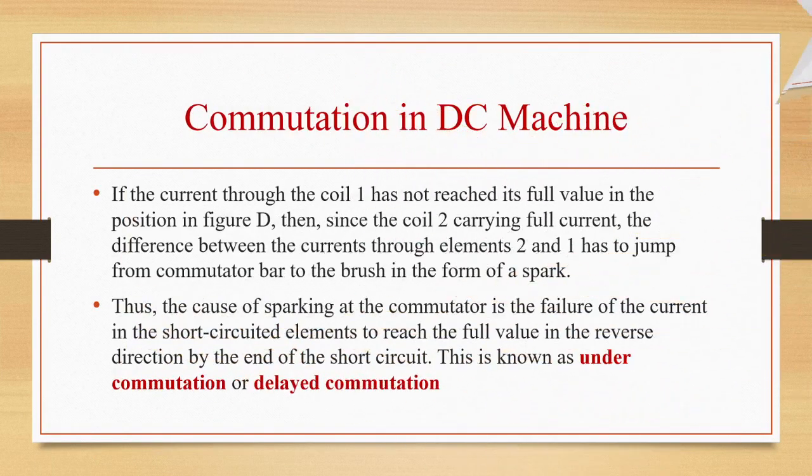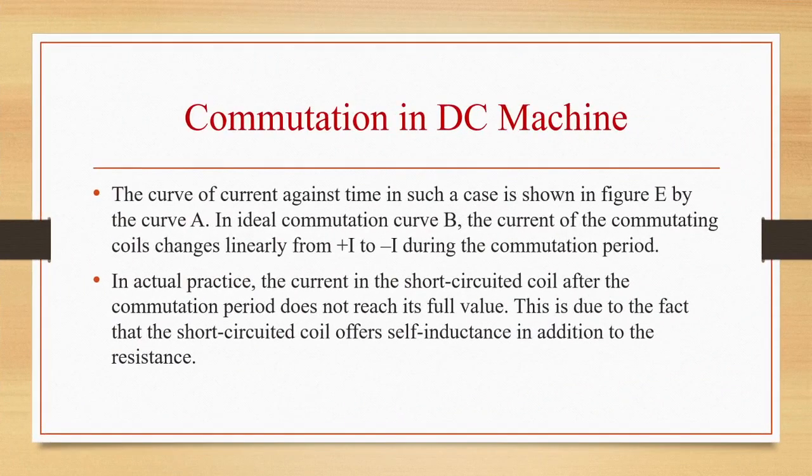If the current through coil 1 has not reached its full value in the position in figure D, then since coil 2 is carrying full current, the difference between the currents through elements 2 and 1 has to jump from the commutator bar to the brush in the form of a spark. Thus, the cause of sparking at the commutator is the failure of the current in the short circuited element to reach the full value in the reverse direction by the end of the short circuit, and this is known as under commutation or delayed commutation. The curve of current against time in such a case is shown in figure E by curve A. In ideal commutation, curve B, the current of the commutating coil changes linearly from plus I to minus I during the commutation period.